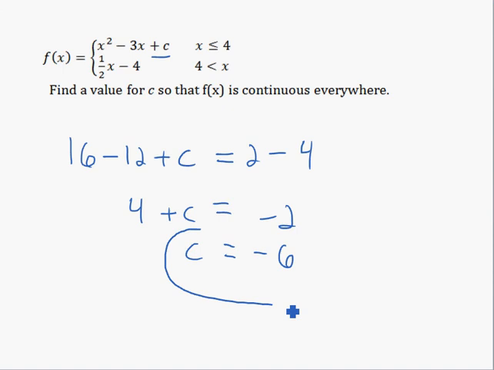If c is negative 6, then this parabola is continuous the whole time, and when it gets to 4 and stops, this second function right here just starts right up at negative 2. And yeah, that's it. So the parabola is going to go like this and stop at negative 2, and then the line just takes over for it right where it ended.